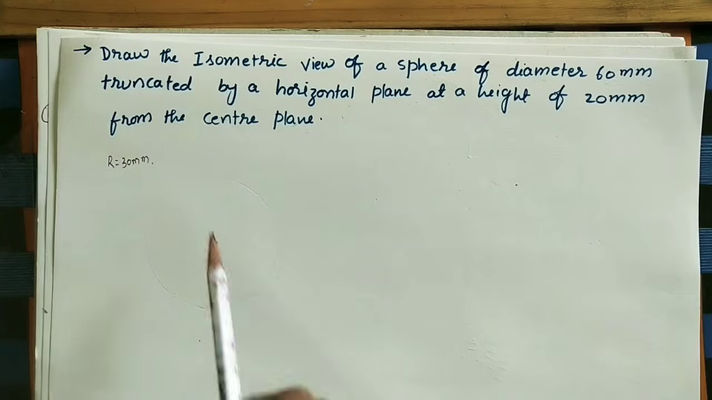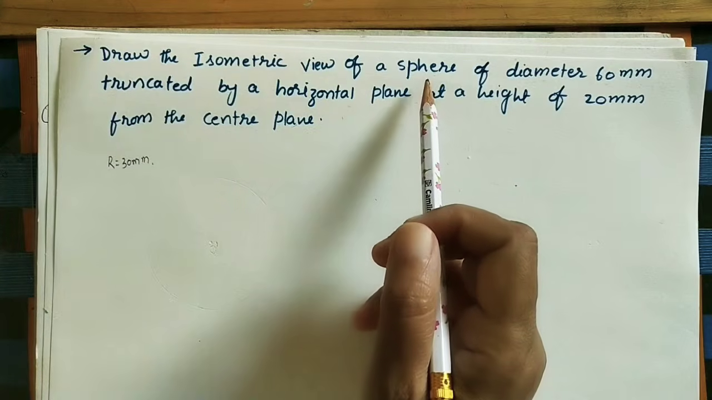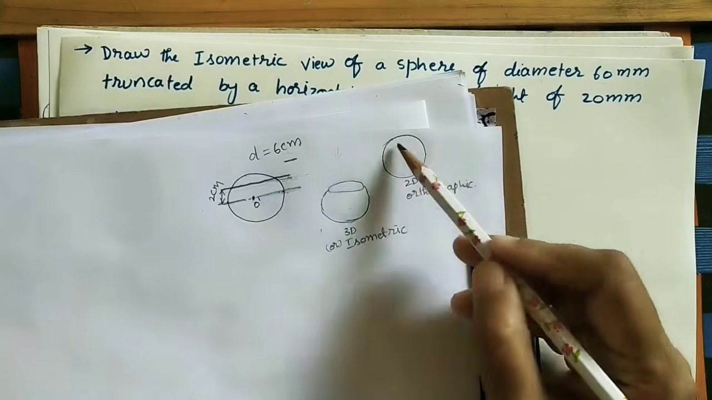In today's class, we'll discuss doing the isometric view of a given sphere. Sphere means it is a circular shape. Roughly I did here. Sphere is looking like a circle.